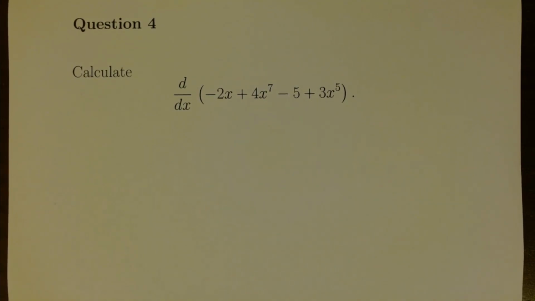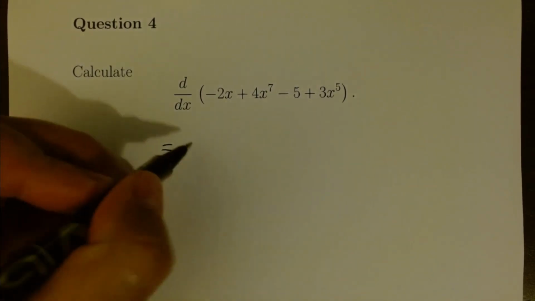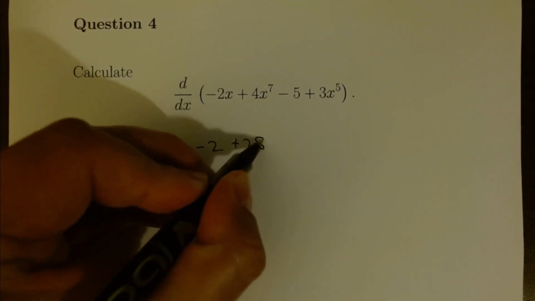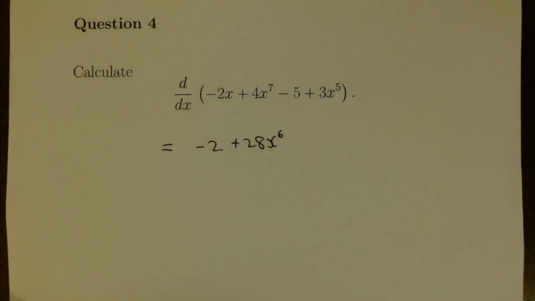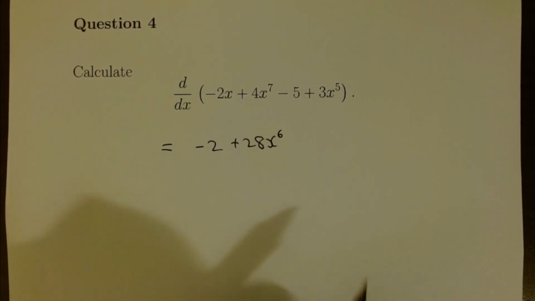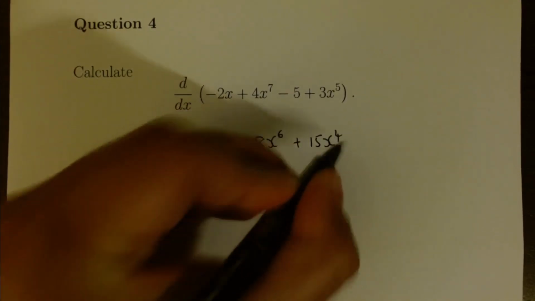Okay, question number 4. This equals, you get minus 2 plus 28x to the 6. The minus 5 becomes a 0. And then the 3x to the 5 becomes 15x to the 4.